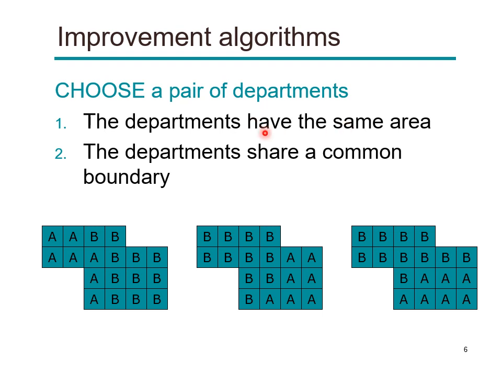In the previous one, if they have the same area, then the shapes of the departments are exactly the same. But when they don't have the same area but the departments share a common boundary, then the departmental shapes can be changed a little bit. But you see, in this shape basically A was on the left and B was on the right, and here B is on the left and A is on the right, and on this one again B is on the left and top and A is on right and bottom. Okay, so this is how we perform the exchange operations in these two cases.